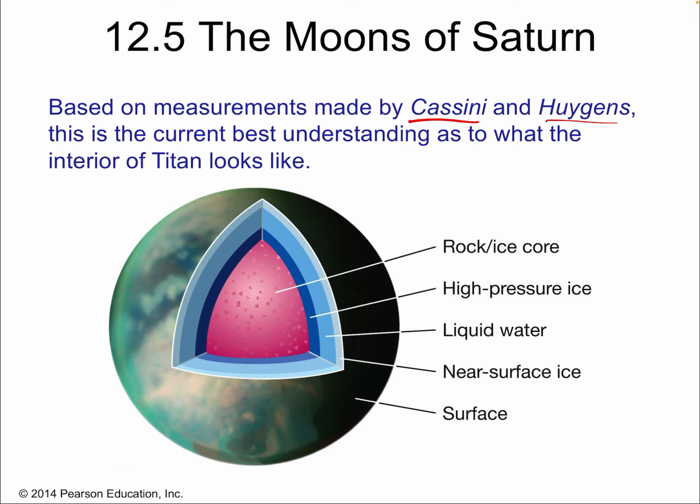Okay, so we think that it has a rocky ice core. It has high pressure ice outside of that, right? Which has enough energy that it's probably very easily liquefied. Then we have liquid water sitting on top of that, mixed with dirt, almost like a huge ocean. Then we have near surface ice, and then finally a rocky surface.